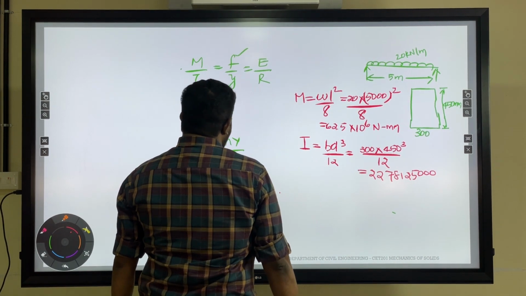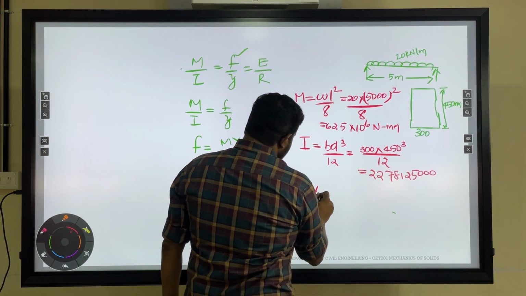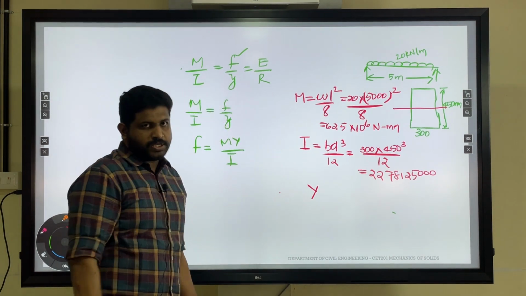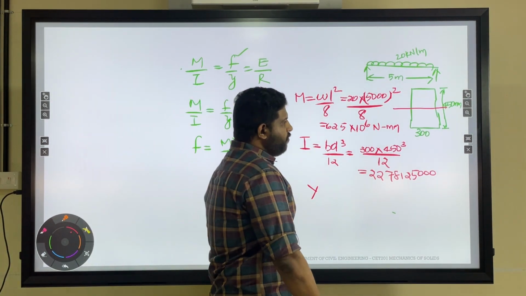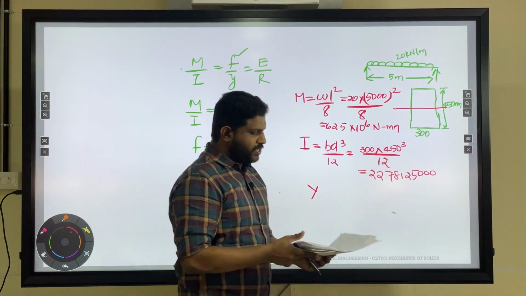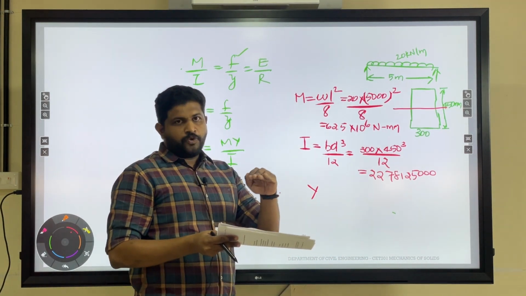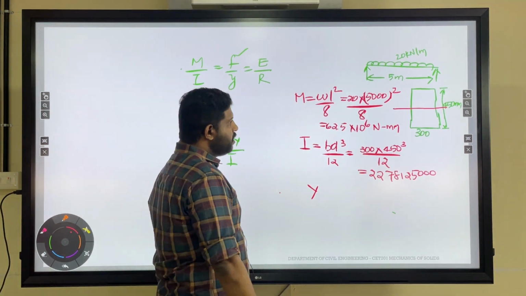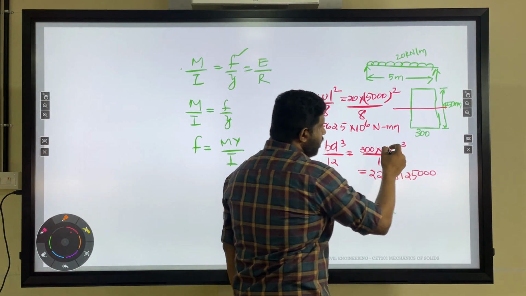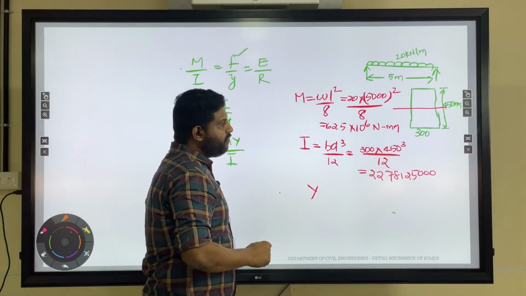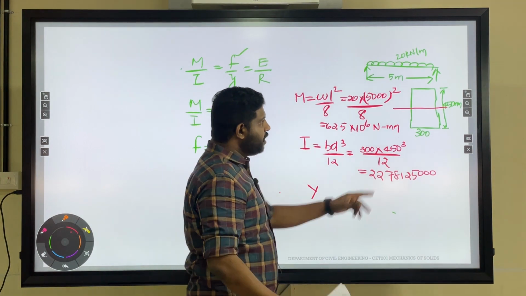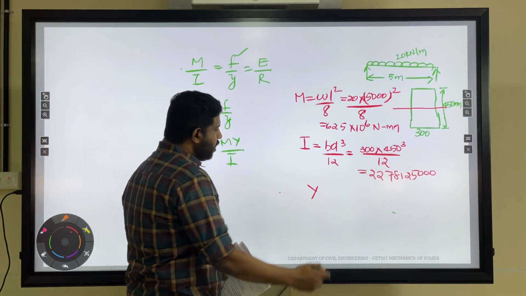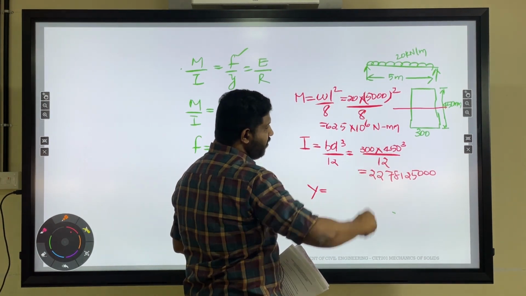Then, after the I value, we want the Y value. Y is the distance from the neutral axis. So for a beam cross section, usually when a beam sags like this, compressive stress will be developing in the top fibers and tensile stress will be developing at the bottom fibers. So neutral axis is a region lying in between these two regions where the stress value will be 0. That is, stress is neither compressive nor tensile here. So Y is the distance from the neutral axis to the extreme fiber, the maximum value for Y.